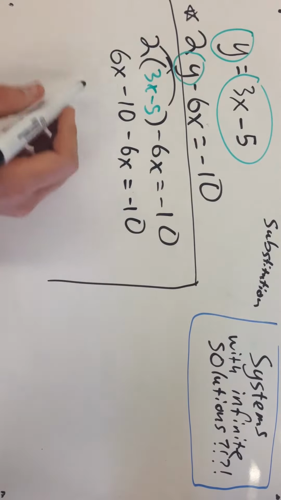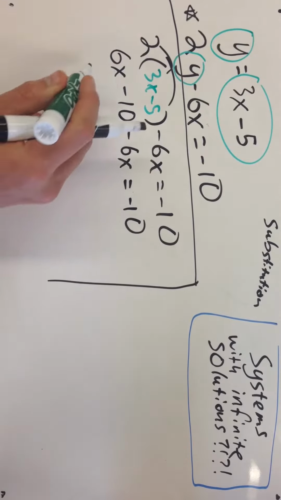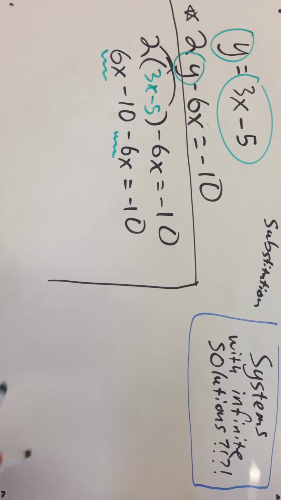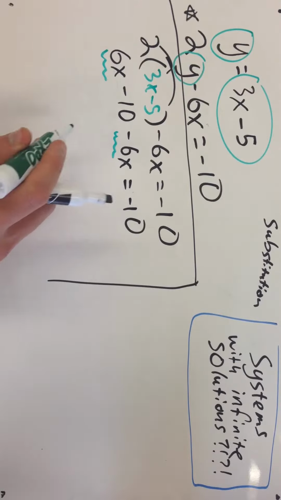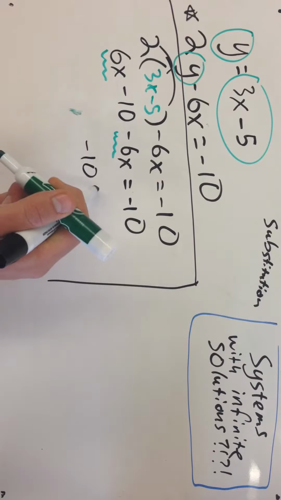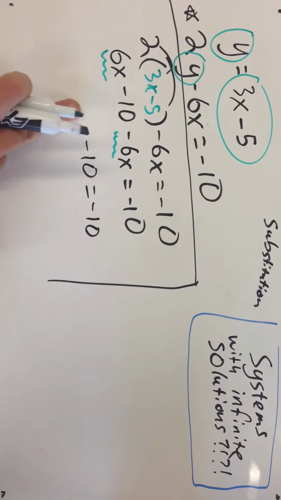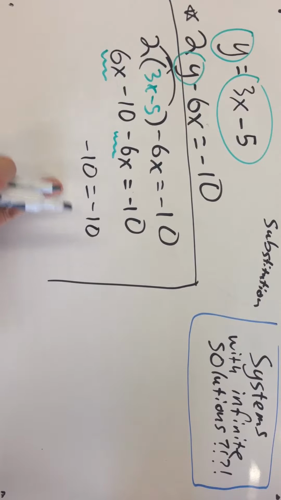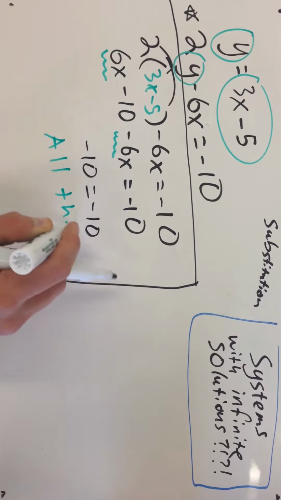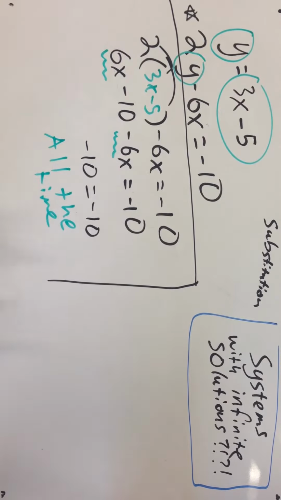Okay? So let's start off the bat. I got 6x minus 6x. I'm combining like terms. Well, those are going to cancel out. So what I have left when I'm solving this equation is negative 10 equals negative 10. A good question when you're thinking about this is, when does negative 10 equal negative 10? The answer is all the time. Negative 10 always equals negative 10. This is a clue that you have infinite solutions.